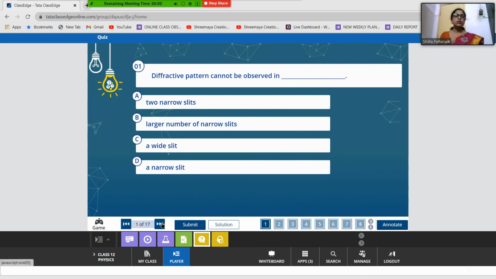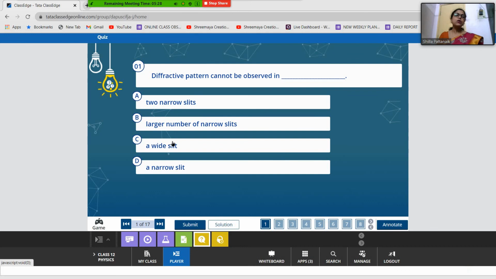Okay. So let us answer the first question. Diffraction patterns cannot be observed in which case? Tell quickly. Two narrow slits, large number of narrow slits, a wide slit, and narrow slit. Where can it not be observed? For diffraction, what type of slit is required? Quick. For diffraction, a narrow slit is required.